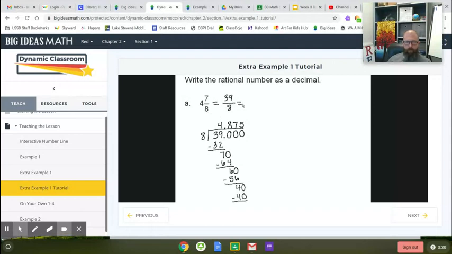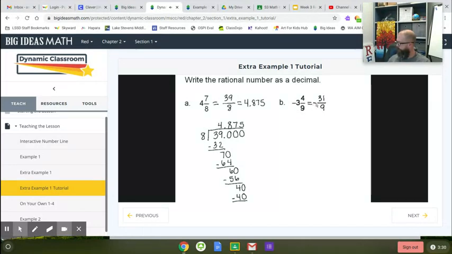Let's try another example. -3 and 4/9. Again, our first step will be to write this as an improper fraction. So we have 3 times 9, which is 27, plus 4 is 31. And then we keep the denominator of 9. Also, since it's negative, we have our negative. So -3 and 4/9 is equal to -31/9.